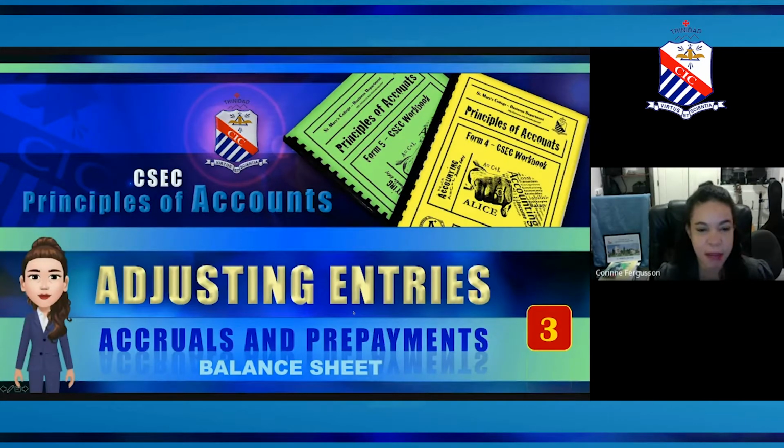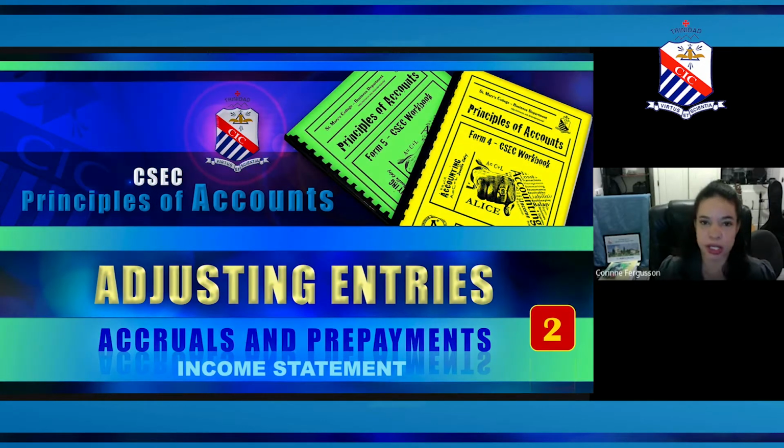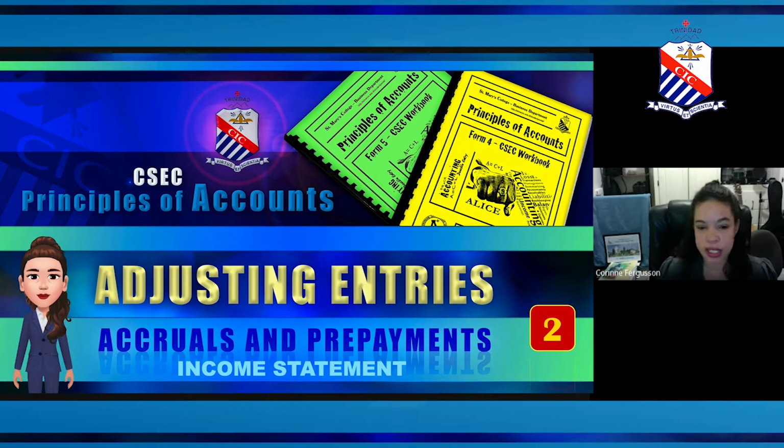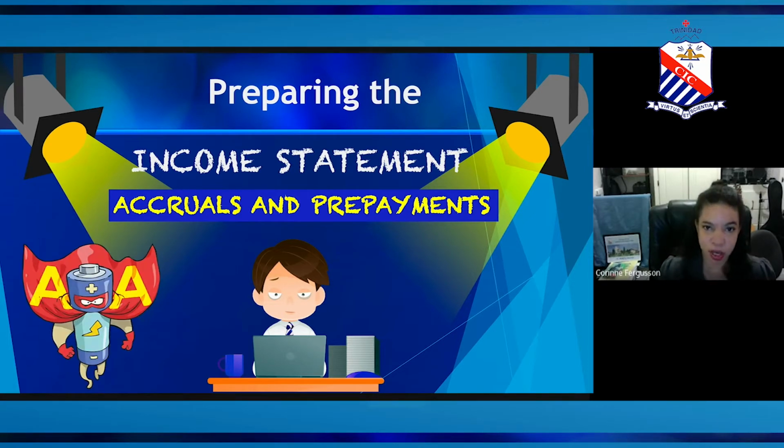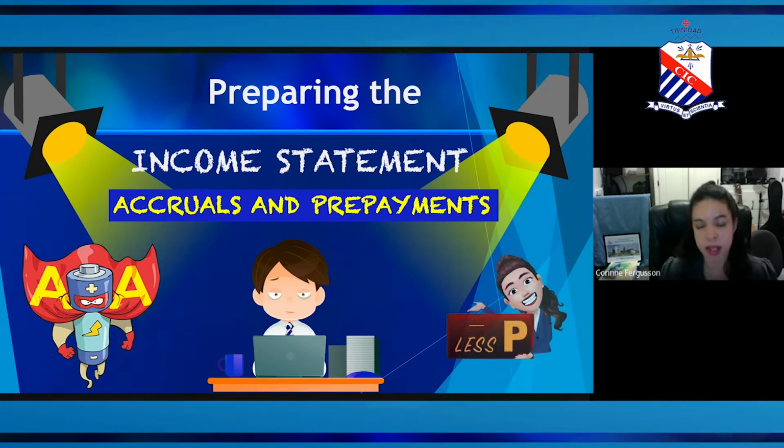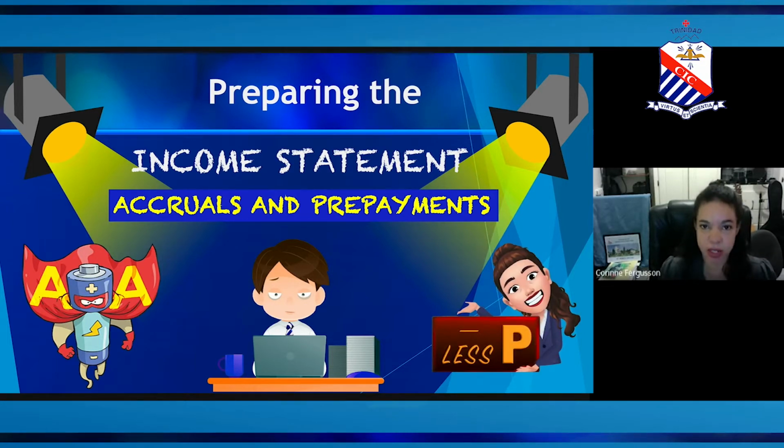So we're starting. Last week we did what we have to put into the income statement, which was the expense incurred and the revenue earned. And in order to get to that, if they did not state it, but they told you there was an accrual or a prepayment for the expense or the revenue, what you would have to do is add the accrual to the amount paid or received and less the prepayment from the amount paid or received.